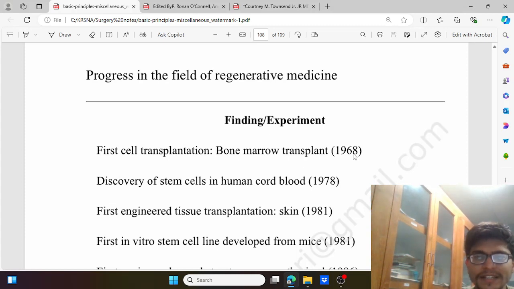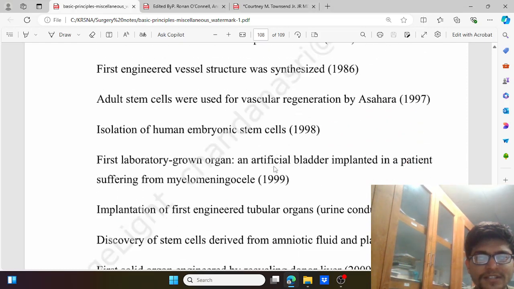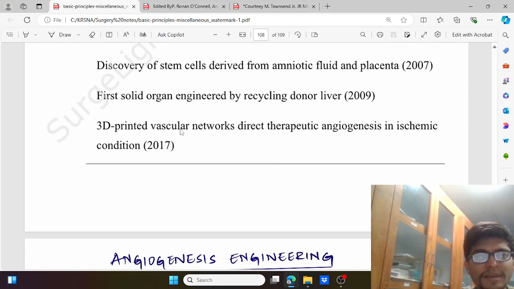In short, about the history, the first cell transplant, the bone marrow transplant, started in 1968, and over time it has grown to 3D printing of vascular networks and direct therapeutic angiogenesis in ischemic conditions in 2019.